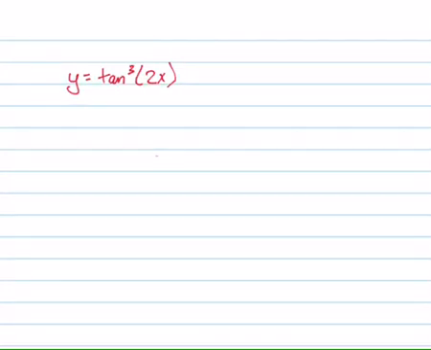Let's take the derivative of this function. This is tricky because we use the chain rule twice. This is a function inside a function inside a function. So on the very outside, we have u cubed, and then we have tangent of w, let's say, and then we have 2x, which is w. So this function is inside here, and this function is inside here. So we need to do the chain rule a couple times.